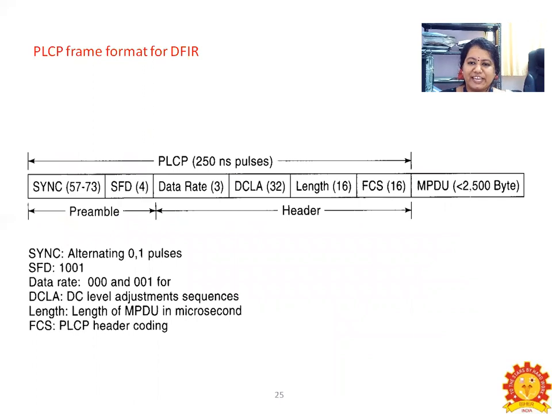The PLCP frame format for baseband IR, which is diffused infrared. Here we have a PLCP, in which we'll be having a preamble, header, and MPDU. In the synchronization field, we'll be having 57 to 73 bits, whereas in the SFD we'll be having only 4. The data rate is 3, and DCLA, which is 32, that is the DC level adjustment sequence. Length is 16. FCS, which is the error check correction, and lastly the MPDU, which is up to 2,500 bytes.